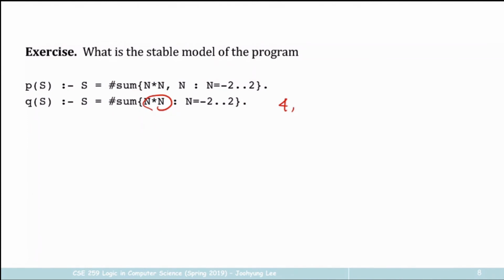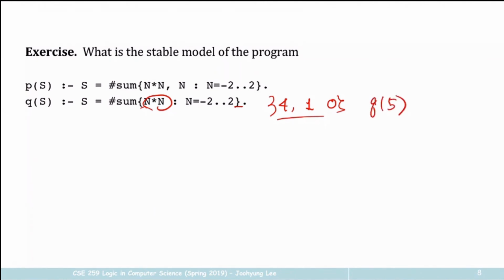When n equals -1, -1 times -1 is 1. When n equals 0, 0 times 0 is 0. When n equals 1, 1 times 1 is 1. But 1 is already there. Look at this, this is a set, so we don't need to recount this. When n equals 2, then 2 times 2 is 4, which is already there. So we have the sum over all these elements. That's 5. So Q of S will return Q of 5.